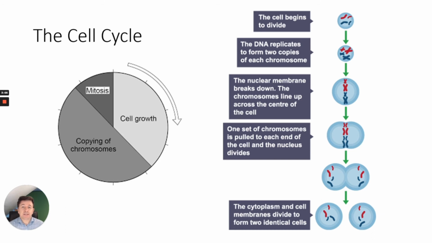So as you can see from this diagram, the cell begins to divide, and the DNA replicates to form 2 copies of each chromosome, and then the nuclear membrane breaks down and the chromosomes line up in the center of the cell, and then one set of chromosomes is pulled to each end of the cell, and then the nucleus divides and the cytoplasm separates and it divides to form 2 identical cells. When it divides, it's known as cytokinesis.